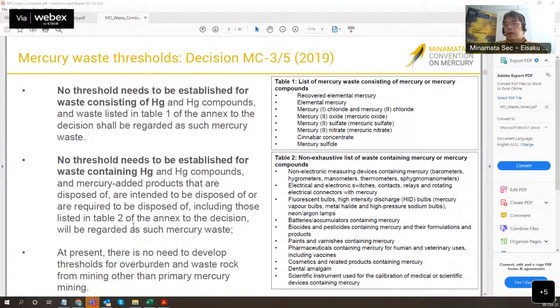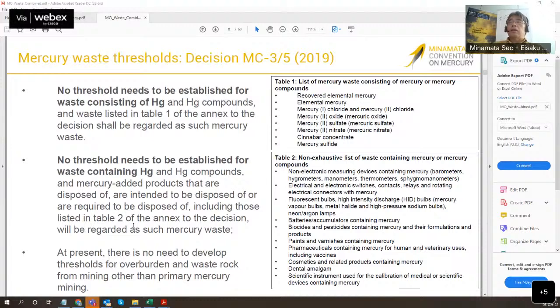Okay, so I'd like to speak a little bit about the thresholds and definition of mercury waste. Firstly, the Conference of the Parties at its third meeting in 2019 agreed that we don't need a threshold for type A waste, waste consisting of mercury. Basically, mercury and mercury compounds that have become waste are recognized as type A waste.